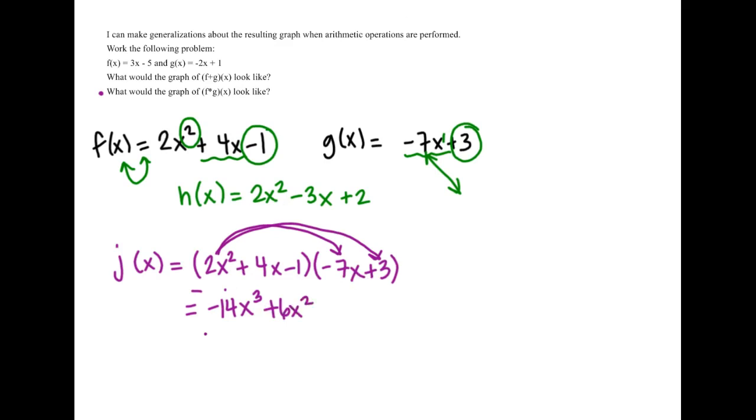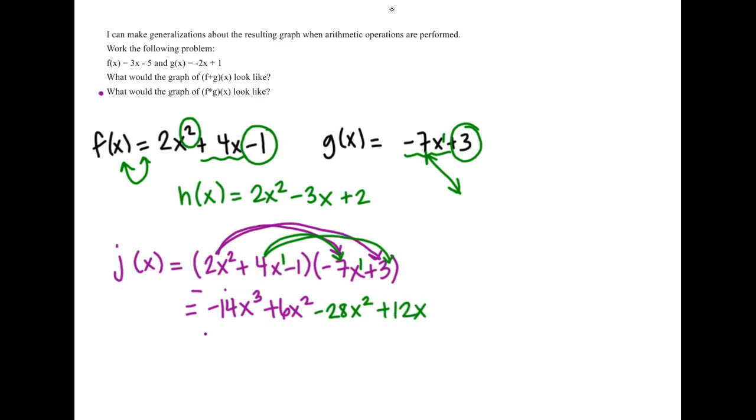Now I'm going to grab this guy right here, the positive 4x, and push it through to the second set of parentheses. So I've got 4x multiplied by negative 7x, which gives me a negative 28x squared. Remember, adding those exponents, and the exponents on these guys are both 1, so I want to be careful there. And then 4x times 3 is a 12x.